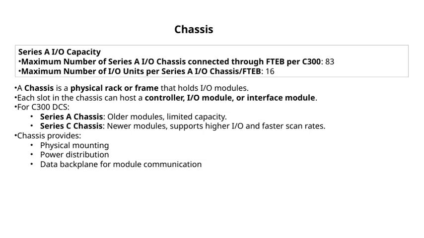Each slot within the chassis can host different types of modules, whether that's a controller, an I/O module, or an interface module. Now, when it comes to the C300 DCS, there are two main series of chassis to be aware of. The Series A chassis is the older model, and it supports limited capacity with its modules. On the other hand, the Series C chassis is the newer version, designed to support higher I/O capacity and faster scan rates, which is crucial for more demanding applications.